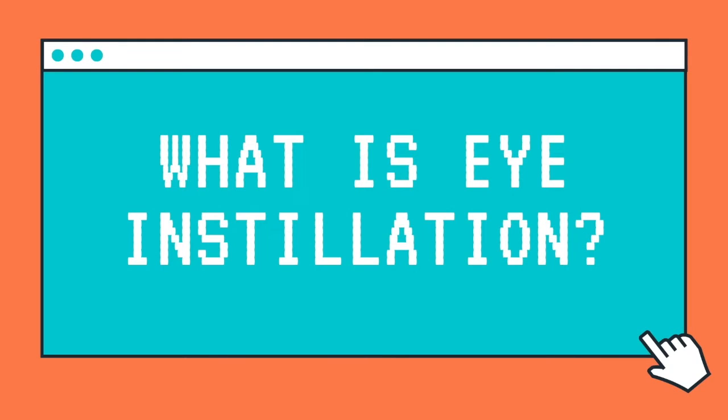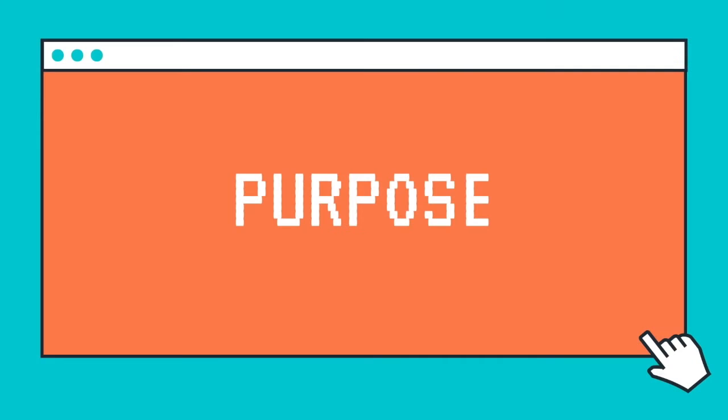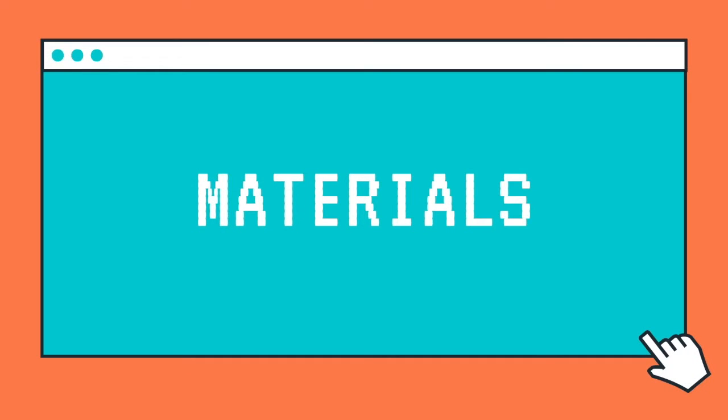First and foremost, what is eye installation? Eye installation is the introduction of ophthalmic fluid or topical ointment into the cavity of the eye for a specific length of time. Its purpose is to dilate or constrict the pupil when examining the eye, to relieve pain, discomfort, itching, and inflammation of the conjunctiva, to act as an antiseptic in cleansing the eye, to combat infection, and to lubricate the eye. And now, let us enumerate the materials needed.